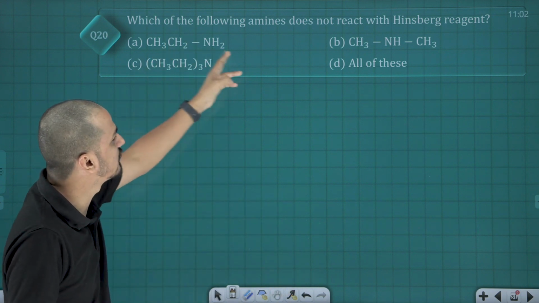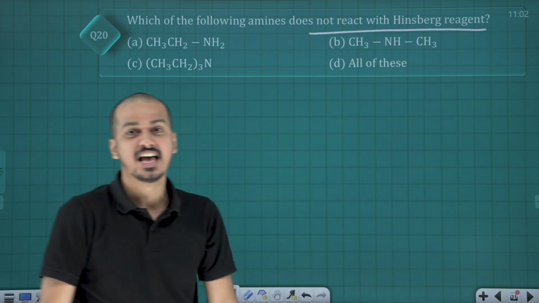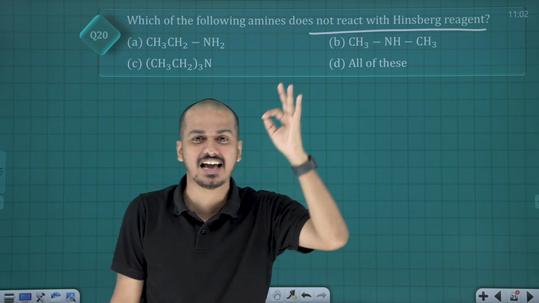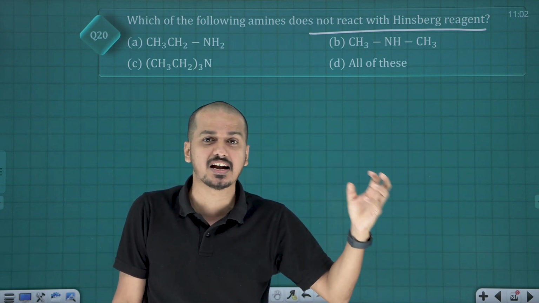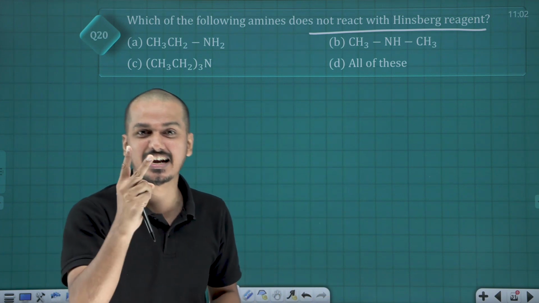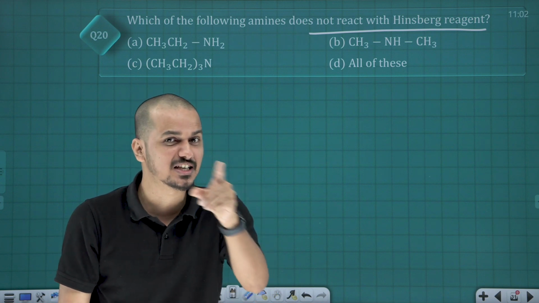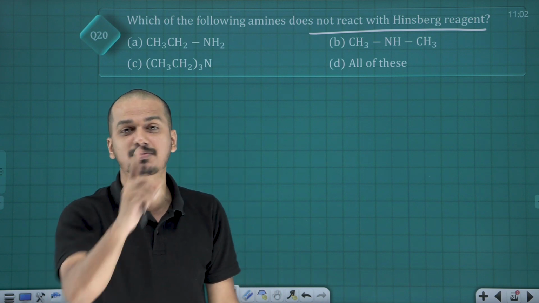The 20th MCQ question. What's the question? Which of the following amines does not react with the Hinsberg reagent? Hinsberg reagent will react with the primary amine and form a compound. That compound contains acidic hydrogen, so it will be soluble in alkali. We know a secondary amine also will react, but that product is insoluble in alkali. But a tertiary amine does not react with the Hinsberg reagent.